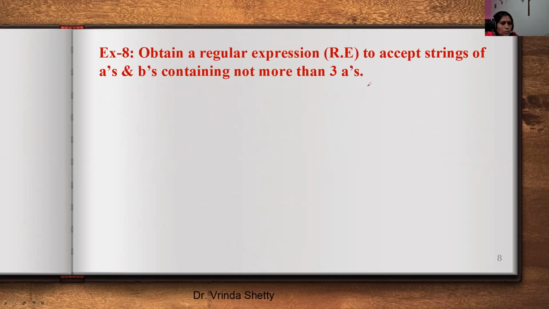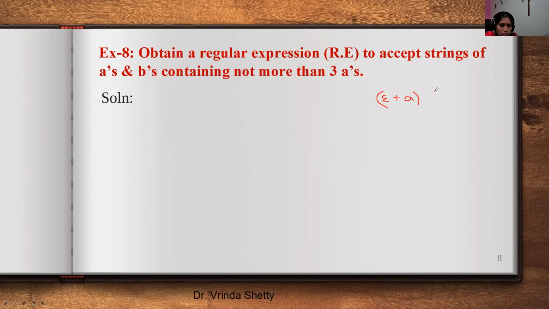Next, obtain a regular expression to accept strings consisting of A's and B's not containing more than 3 A's. So what does the question say? It should not contain more than 3 A's. It can contain 1 A, 2 A's, 3 A's, but it should not contain more than 3 A's. But there is no restriction on the number of B's. When there is no restriction on B's, how can I write 1 A? It may have or it may not have 1 A, so I'll take it.